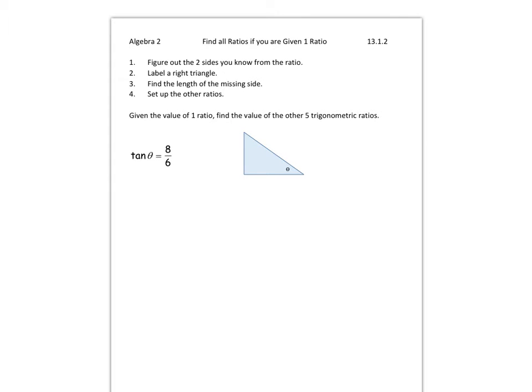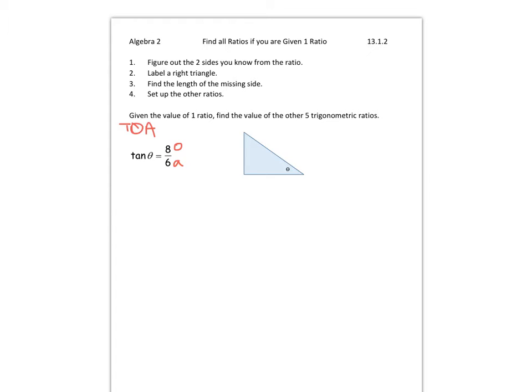All right, so we've practiced finding all 6 ratios if we have a labeled triangle, but what if we don't have a labeled triangle? What if instead we have a ratio? First, you have to realize what sides you're being told. If you know in your brain that tangent is opposite over adjacent, then you can tell that 8 is your opposite and 6 is your adjacent.